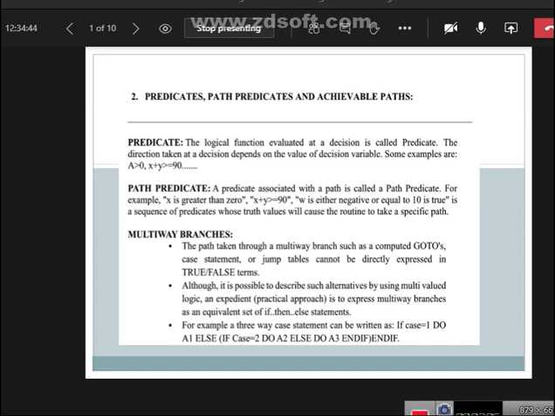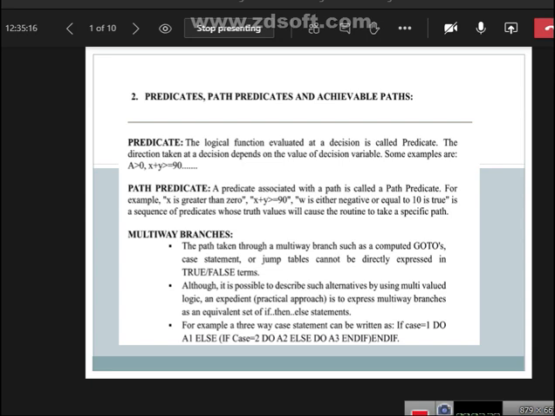Here they are giving some examples. A greater than 0, comma, x plus y greater than or equal to 90. Here A greater than 0 is a logical function. Absolutely, it is a logical function. In a function you are writing a condition, A greater than 0. If A is greater than 0, we go for one statement. If A is less than 0, we have to go for another statement.